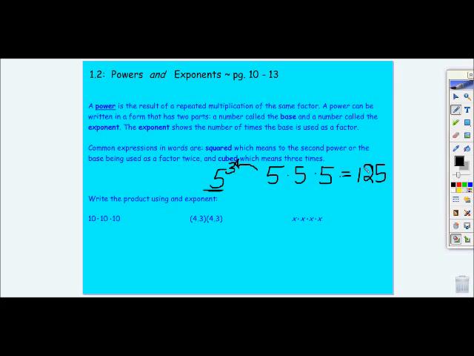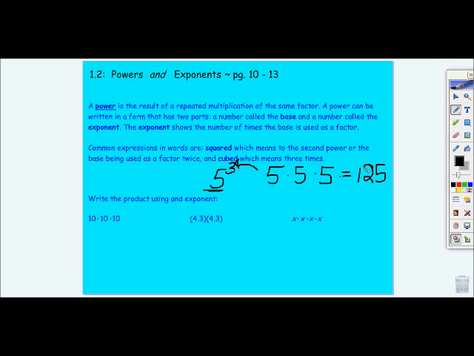Now there are some common ones. The one I just used as an example is cubed. A way to remember cubed is a cube is a three-dimensional object. So that's the 3 there. And there's also squared. And squared is two-dimensional, length times width. So the exponent would be 2.